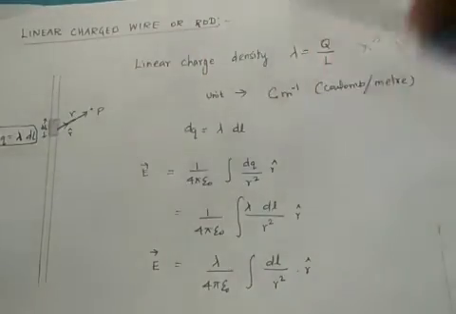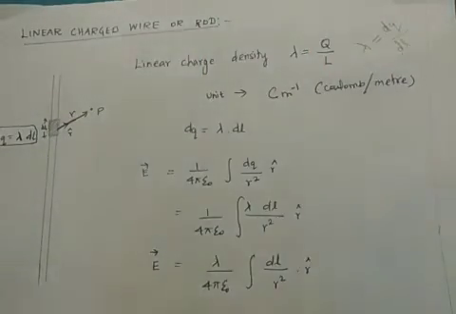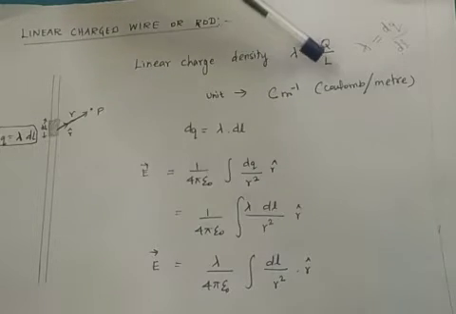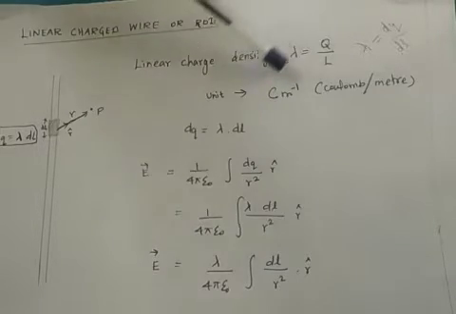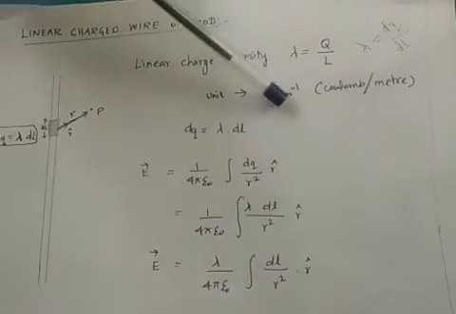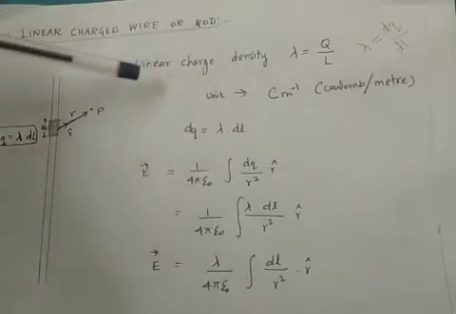So what is the unit for linear charge density? We know that lambda equals q by L. Here q is electric charge and L is length. Charge is measured in coulomb and length is measured in meter. So coulomb per meter is the SI unit of linear charge density.